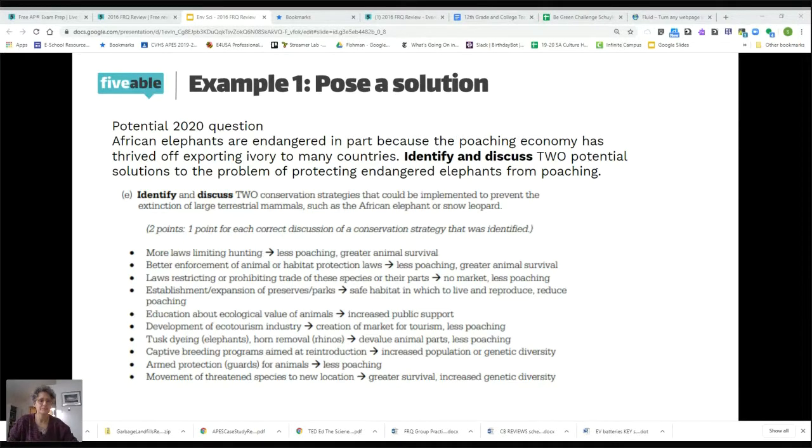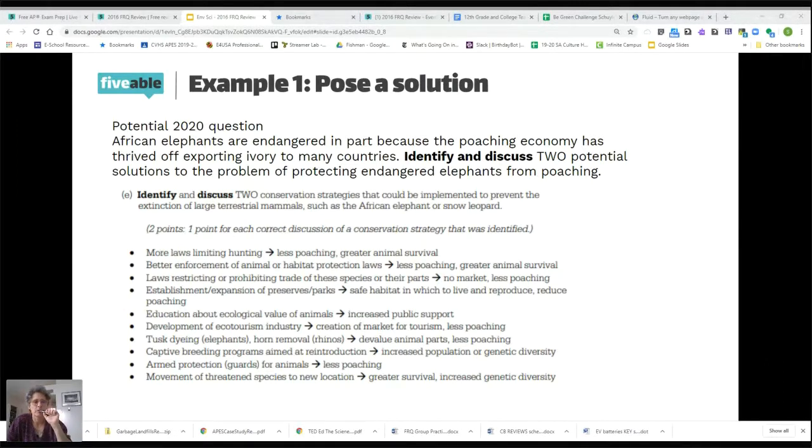Does that make sense? All right. So tusks dying, elephants, horn removal for rhinos, devaluing animal parts would mean less poaching. Okay. And you can see the one leads to the other. It's okay. It is difficult. And let's put the questions in the question box, but I'm going to get back to that in a second.